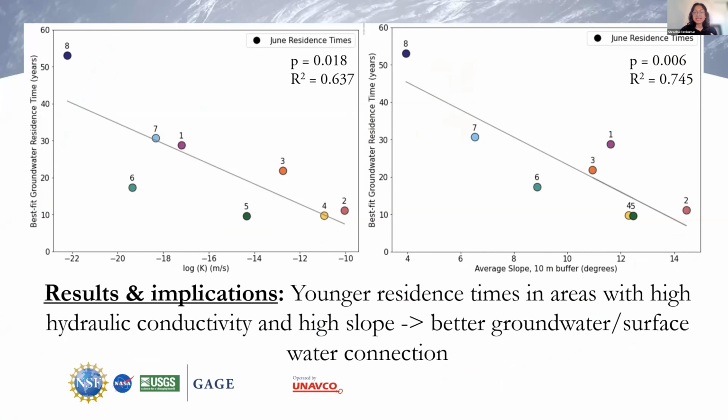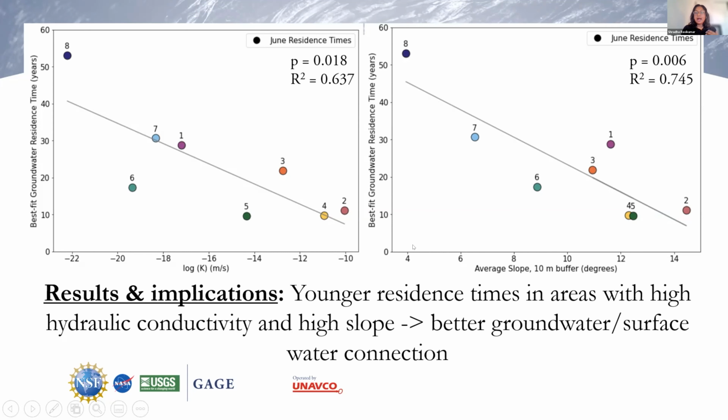So when we pull all of that data together, what do we actually find? On the left is a plot of the best fit groundwater residence time versus hydraulic conductivity on a log scale. And you can see that there's a pretty clear negative correlation here. On the right, there's another plot of residence time, but this time against the average slope in each site. And once again, we're seeing that negative correlation.